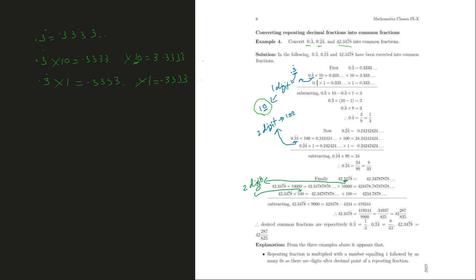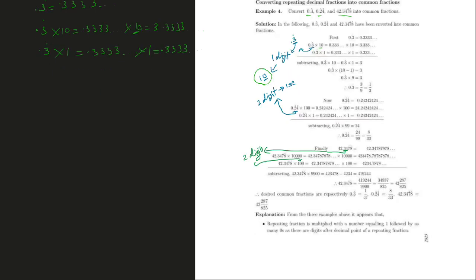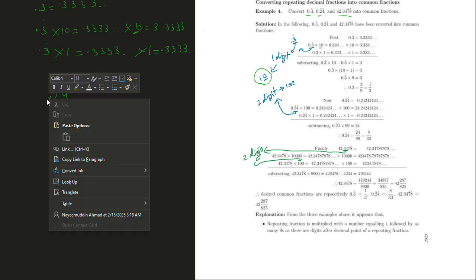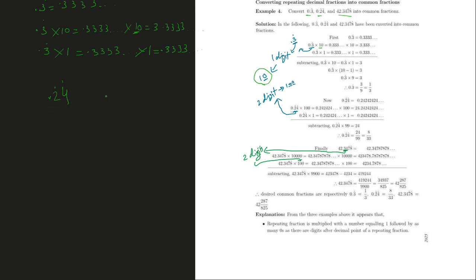In the next number, if you notice, it's 0.24, right? There are two repeating decimal digits, the 2 digits after the decimal that are repeating. So in this case, they're going to multiply it with 100. And afterwards, they're going to multiply it with 1.